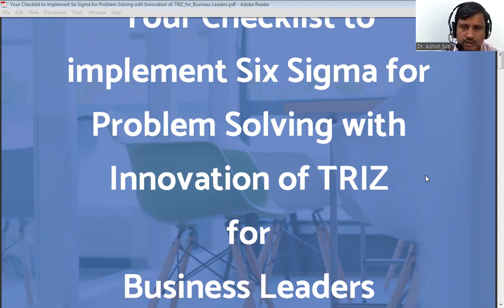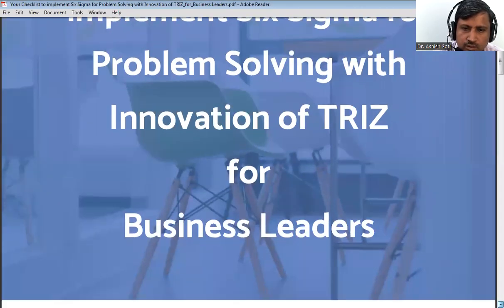So, we are today discussing the checklist to implement Six Sigma for problem solving with the innovation of TRIZ. It is especially designed for business leaders, but yes, others can also implement it. They can also learn it to implement.